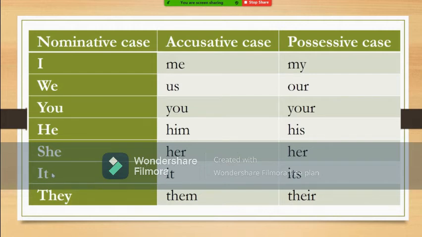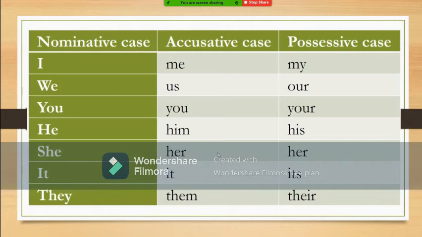It, third person singular, neuter gender. When it is subject, it. When it is used as an object, there also we have to use it. So the accusative case is also it. Its, that is possessive case. They, third person plural. When it is used as a subject, it is they. When it becomes an object, them. That is in accusative case, it is called them. In possessive case, that is called their.